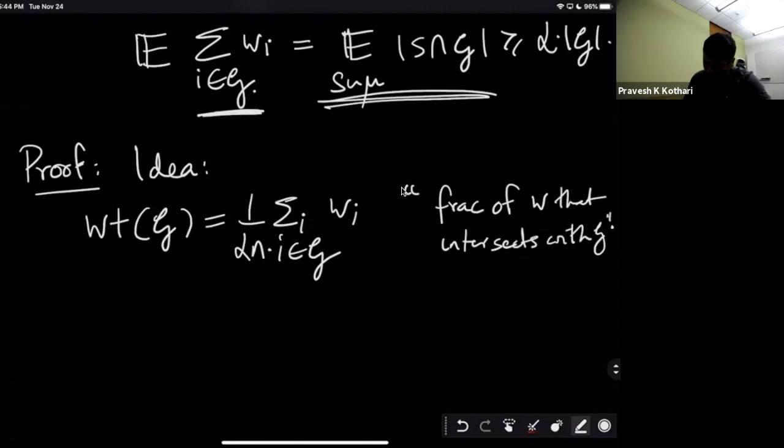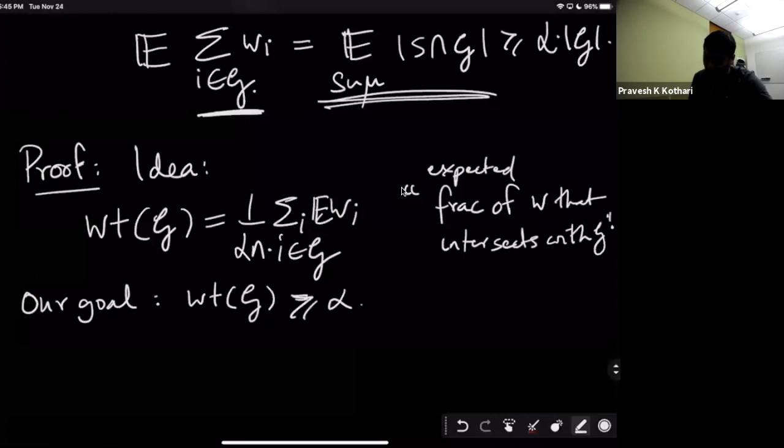We are trying to prove that the expectation of the weight of G, actually, let's in fact take expectations right here, and there is no pseudo yet. So this is the expected fraction of W that intersects with G, right? Now our goal is to prove that the weight of G is at least alpha. So how are we going to show this? Notice that the algorithm, or us, has no idea of what G is, right?